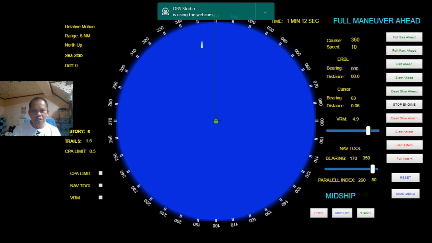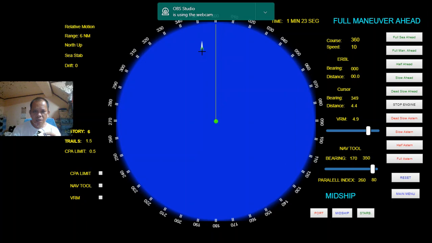So the course is 360. Speed is 10 knots. Okay, I already programmed this one, that the speed and our ship speed is still the same. His course is probably 180. I already programmed that one. So this is the trails. You can see here the trails. And the history is 6 minutes. So that is relative.